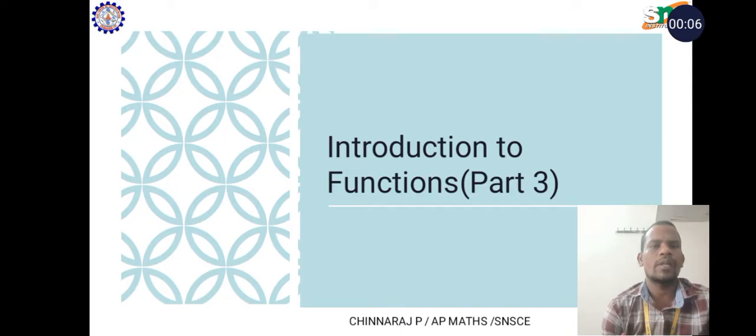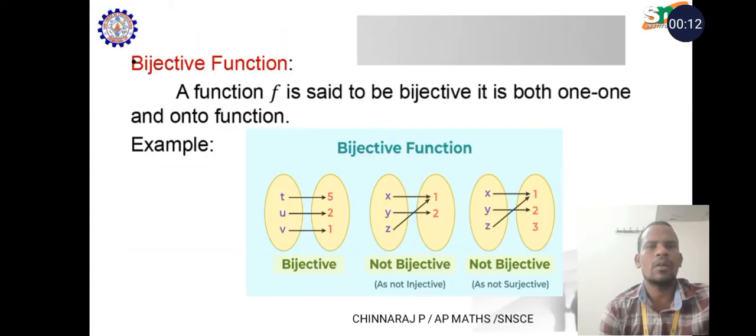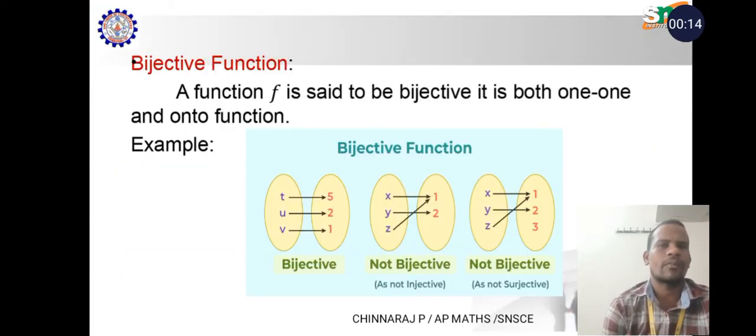In this video, we discuss the types of functions and some problems. So the first one is bijective functions. A function f is said to be bijective if it is both one-one and onto. So a bijective function means a function satisfies the condition one-one and also onto.